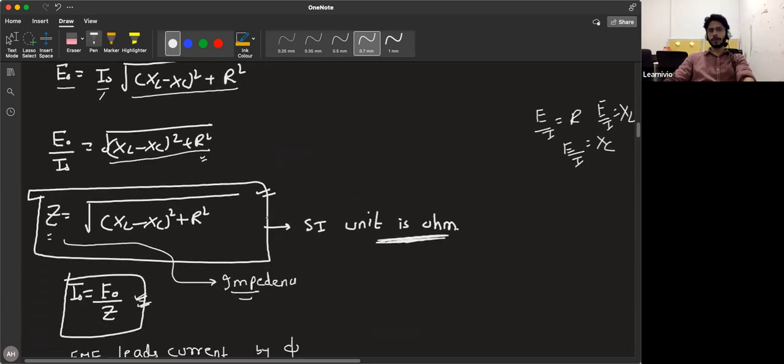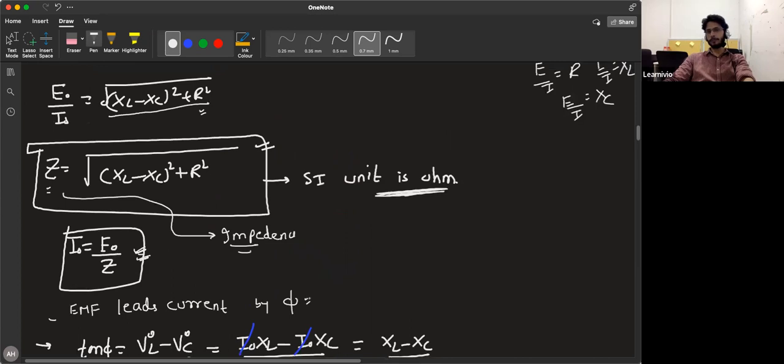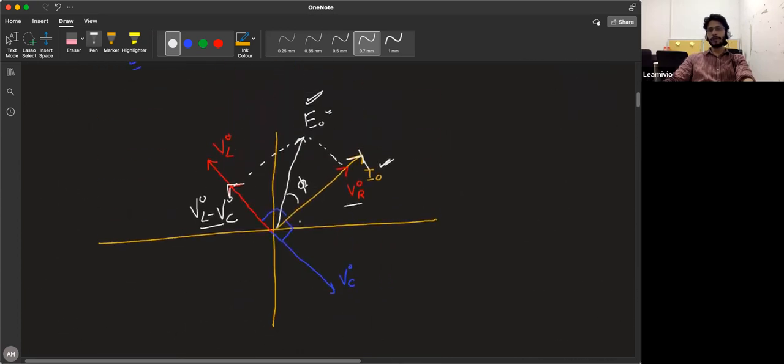So this is the calculation. Now I need phi. For phi, I can just take this triangle. Let's name this triangle: let's call this point O, this point P, and this point Q. So you have a right angle triangle OPQ.